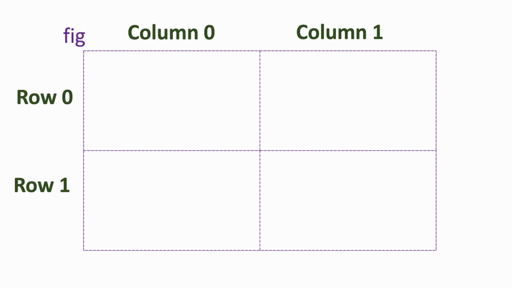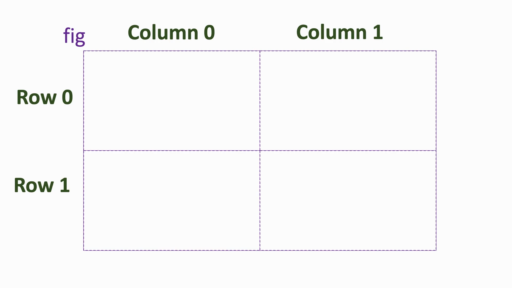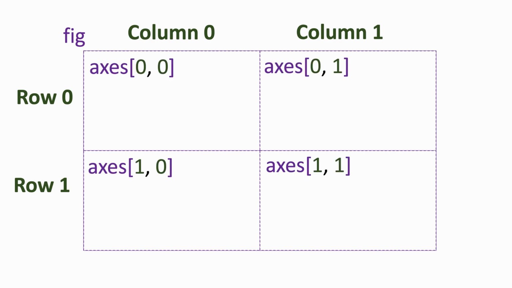So if I take my figure, the subplots I've created can be represented graphically as rows and columns. So I have row 0, row 1, column 0, column 1. And every one of these subplots can essentially be called by its coordinates. So graphically again, this would come to axis 0,0 on the upper left corner, axis 0,1 in the upper right corner, axis 1,0 in the lower left corner, and axis 1,1 on the lower right corner. So you can see that graphically this is a matrix of different plots.